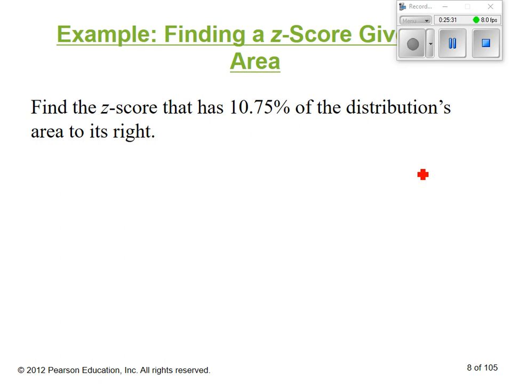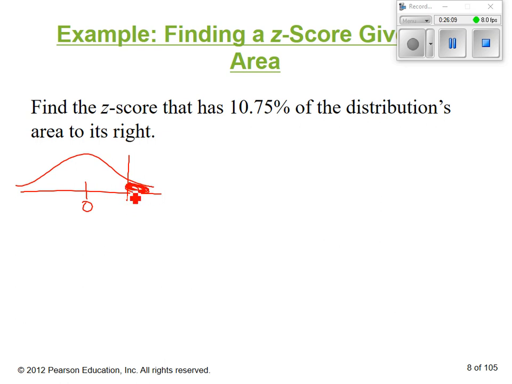A little different. Find the z-score that has 10.75% of the distribution to its right. Gotta be careful on this one. I draw my little picture here, zero's right in the middle. We want 10.75% to the right. Where am I going to put my little line that's representing our z-score? Tell me when to stop. Keep on going. About there?